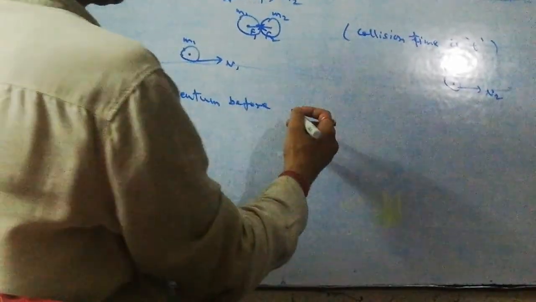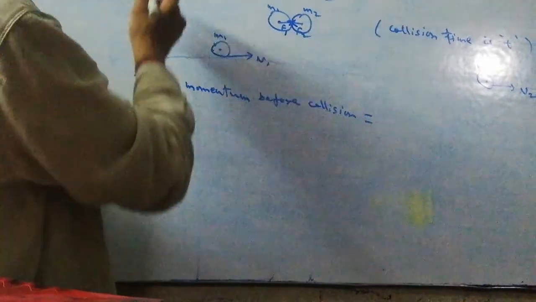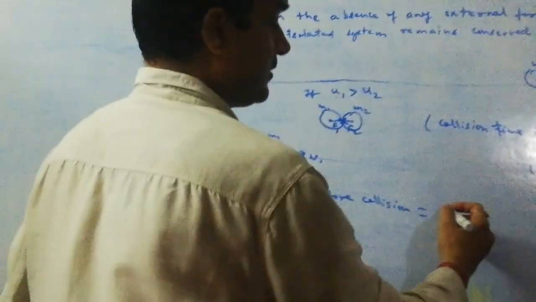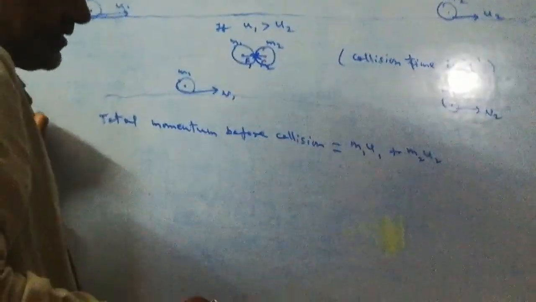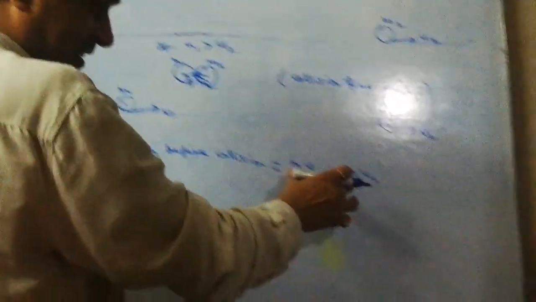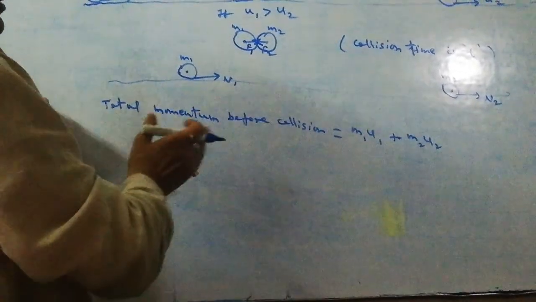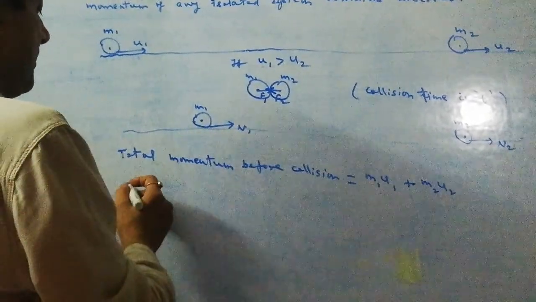So what we see: total momentum of the system before collision. What is total momentum? The first body's momentum, mass into velocity, plus the second body's momentum, mass into velocity. If we add these two, we get the total momentum before collision. So that is before collision. After collision, we will see what will happen.